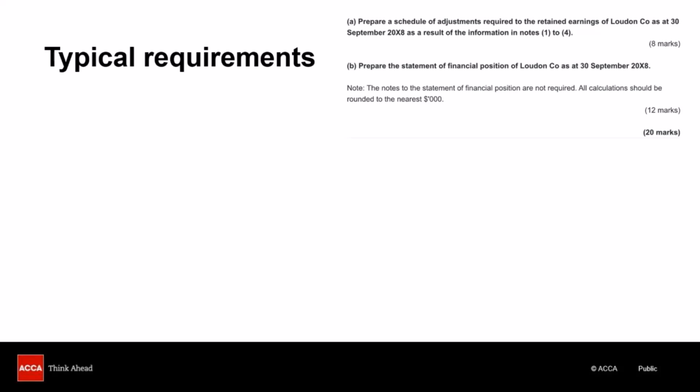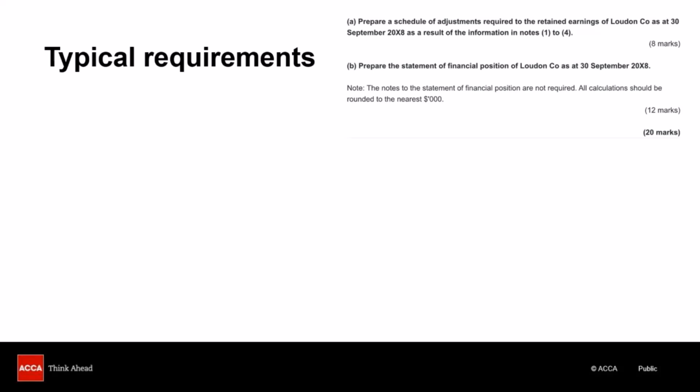Another example of requirements is to prepare a schedule of adjustments required to the retained earnings of Ludon Company as at 30th September. Now, the question is saying as a result of the information in notes 1 to 4. Normally when we are dealing with final accounts questions, we either have a trial balance available or we have a draft profit calculation or a draft financial statement available. We have to pick up figures from it, and then in addition to those draft statements or the trial balance, we have adjustments available in the question in the form of notes or bullet points.